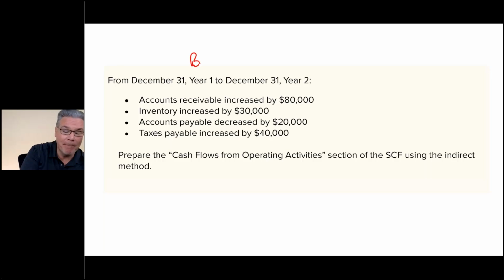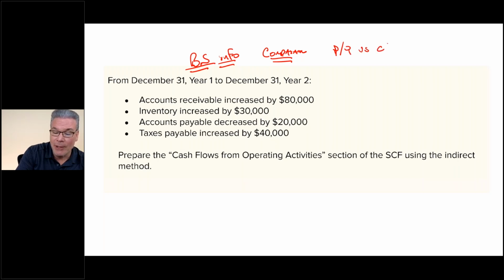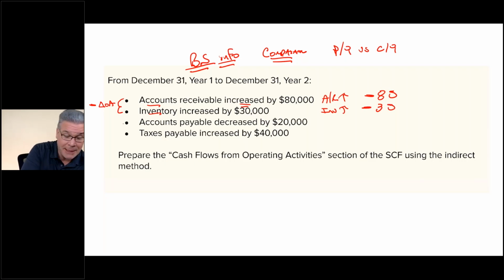Now we've got balance sheet information. This is comparative: prior year amount versus current year. Okay, here are the changes. Accounts receivable and inventory, that is a change. We subtract the change in the operating asset. We do the opposite. So if accounts receivable went up by 80, I'm going to subtract 80. Inventory increased by 30. Inventory up, I'm going to subtract that 30.